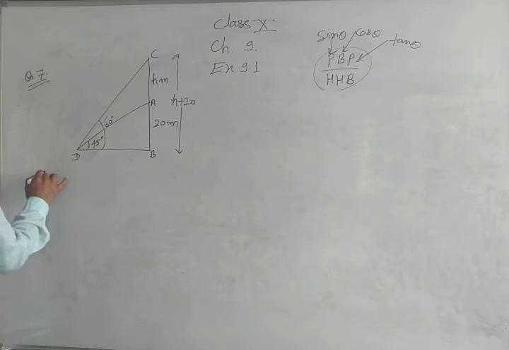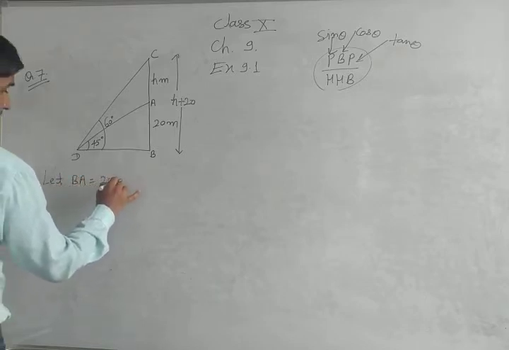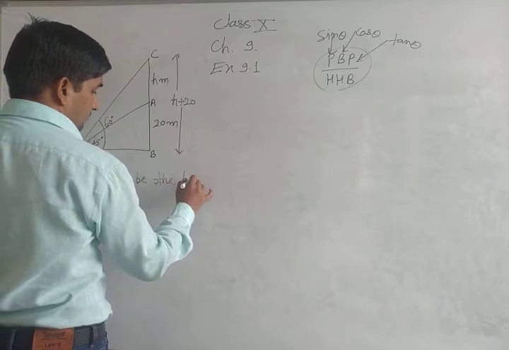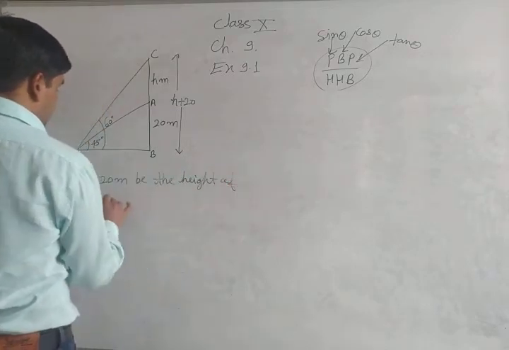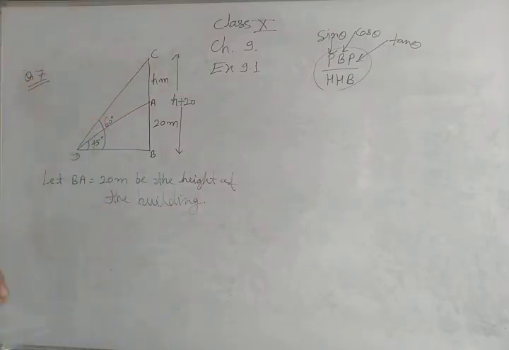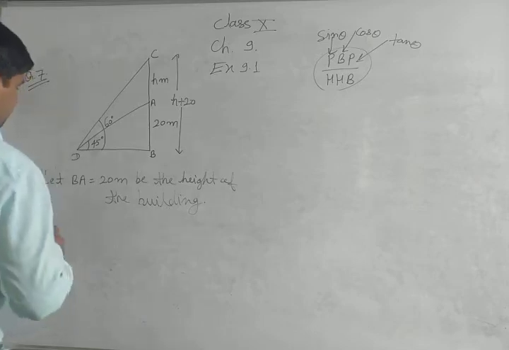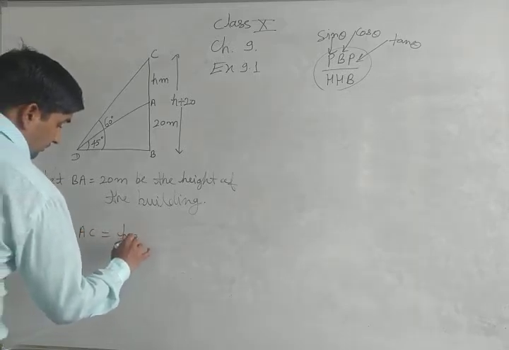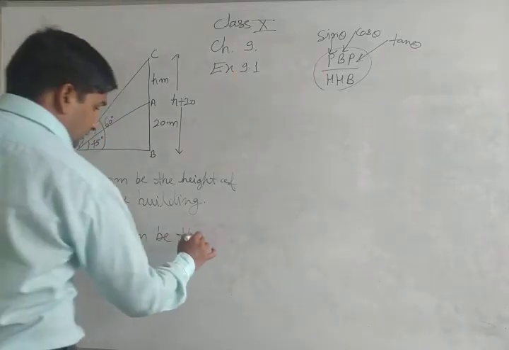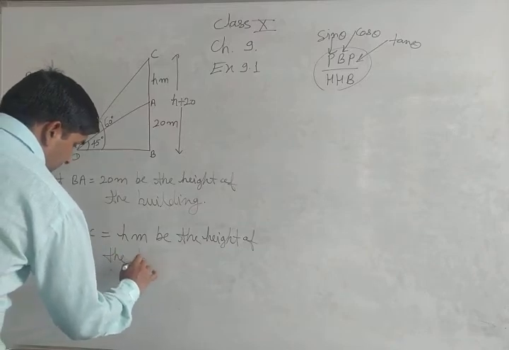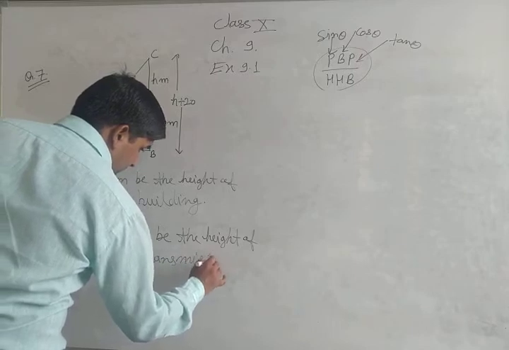Clear? So we can write: let BA equals 20 meter be the height of the building, and AC equals h meter be the height of the transmission tower.